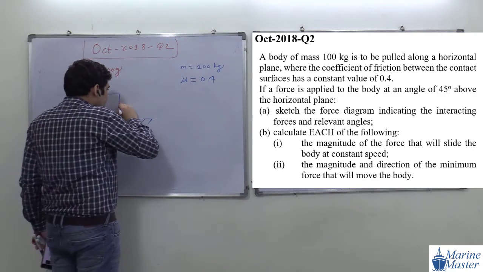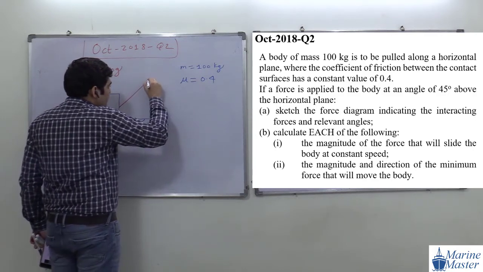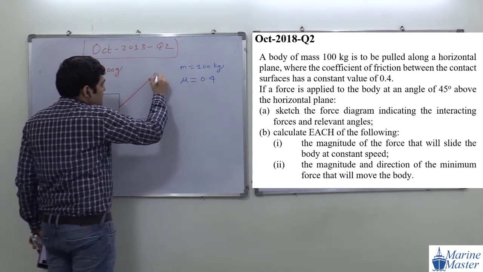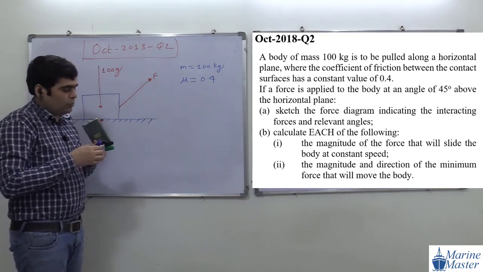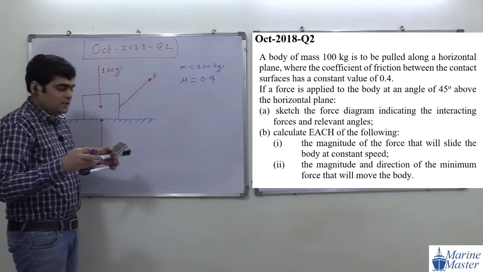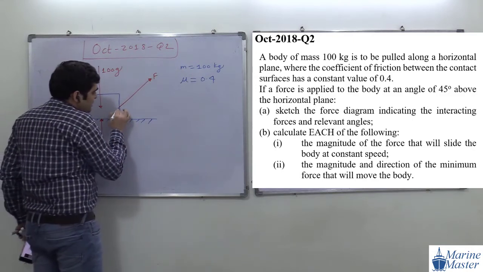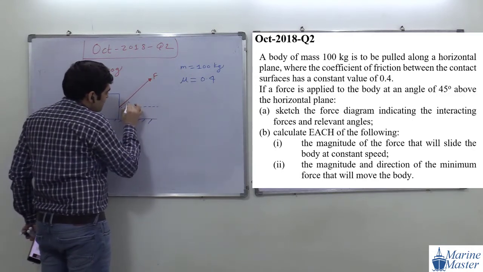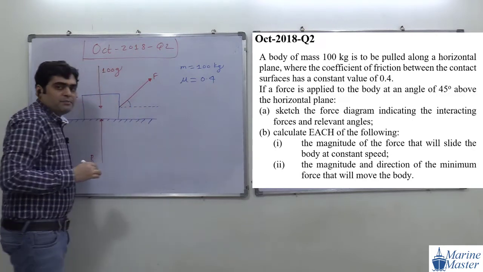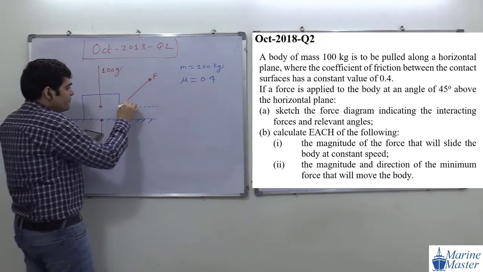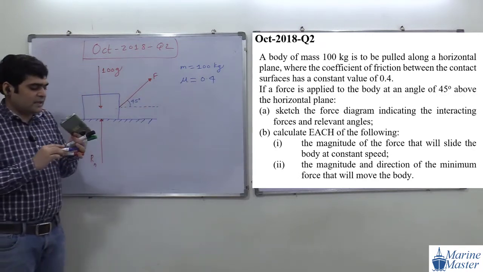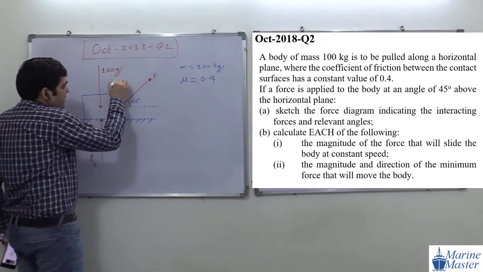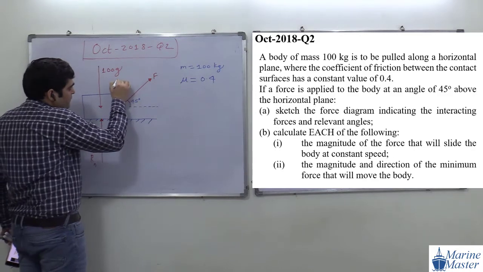So this is our force F. How much angle is this force F making with respect to the horizontal? This force is making 45 degrees. How much angle, guys? 45 degrees. Try to see the scenario here.